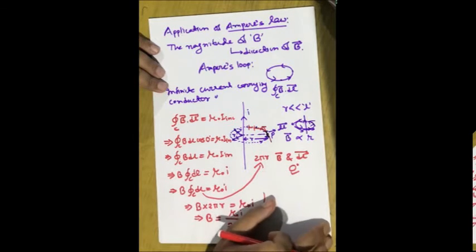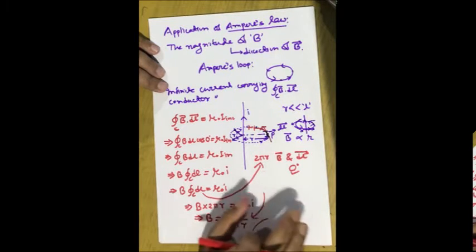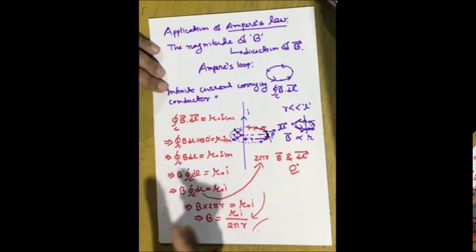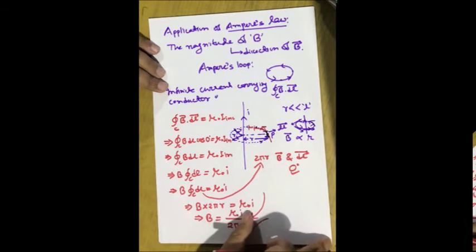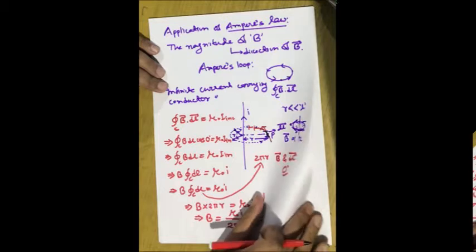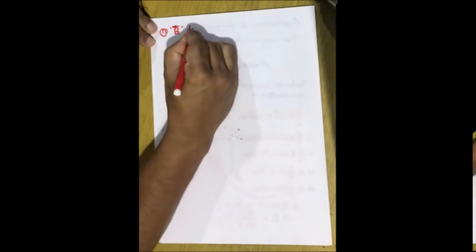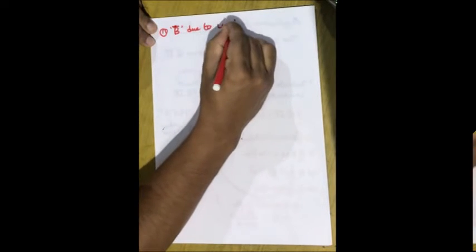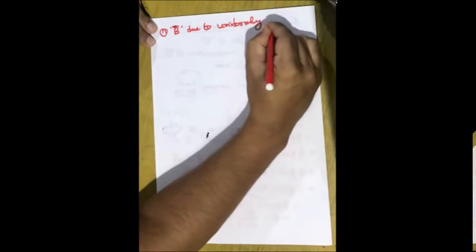Next I am going to consider the magnetic field due to a uniformly current carrying conductor, a conductor with uniform current density. I am going to explain the meaning of a uniformly current carrying conductor. So the next problem is the magnetic field B due to a uniformly current carrying conductor. This is our problem number 2.